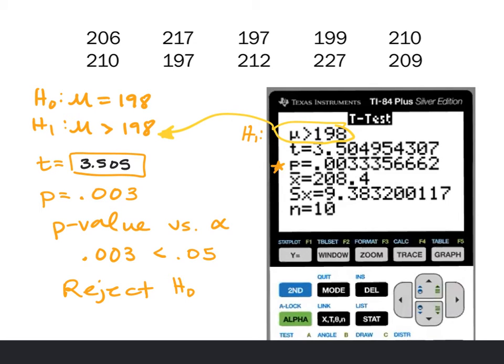So it's always important that we look at our p-value and compare it to our significance level. If that p-value is small enough, if it's unusual, it would be unusual for him to have a mean of 208.4 words per minute if he was still reading at 198 words per minute. That would be an unusual result if the null hypothesis was still true. So we have enough evidence to reject the null hypothesis. All right, we'll go to the next slide to write our conclusion.